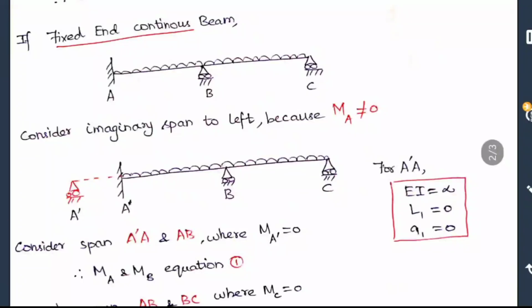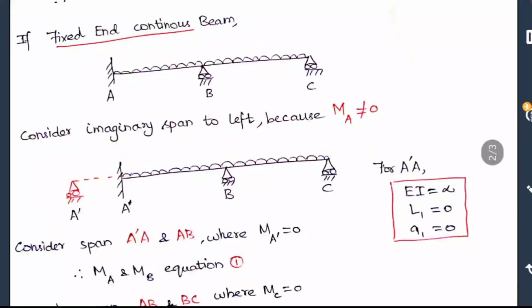So now the same thing is given for a fixed end beam. In the previous cases it is all about simply supported, so we just applied moment at the end is equal to 0. But in fixed beams we can't do that because in fixed beams moment values will be there. So here what we are going to do is consider an imaginary span to the left of that fixed support. If there is a fixed support at both the ends, you have to consider both the sides. Here it is on one side only, so you have to extend that with the imaginary line just like a simply supported beam.